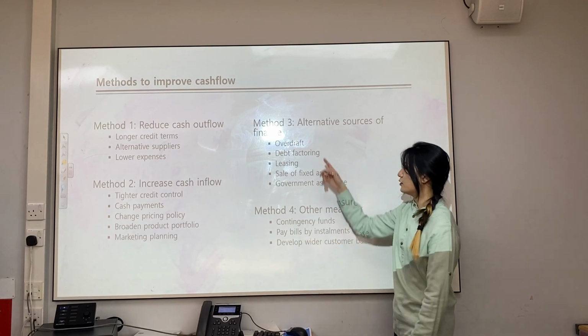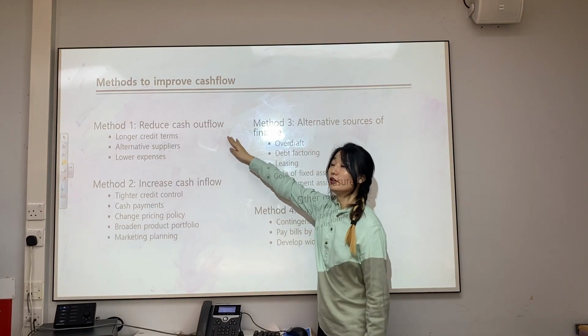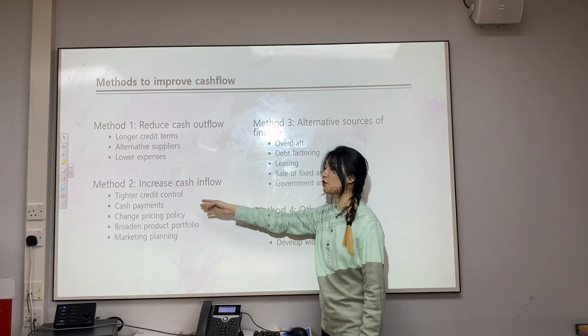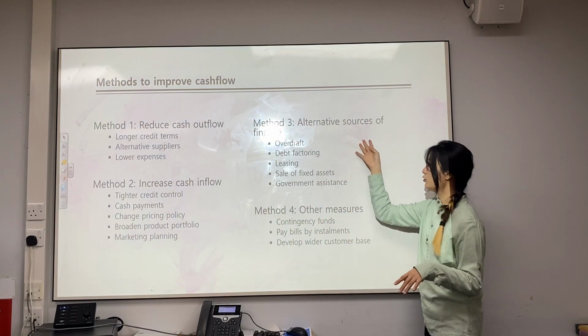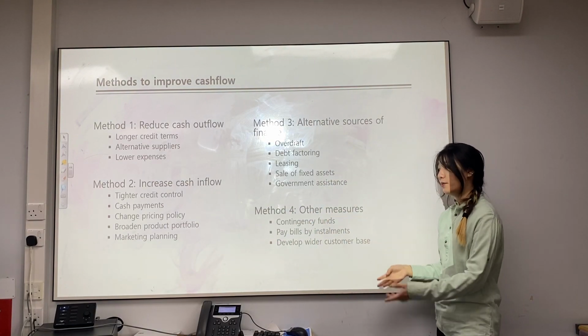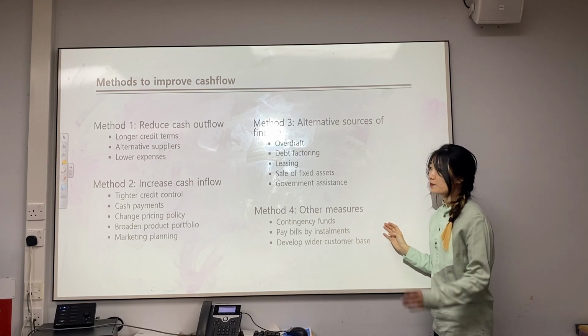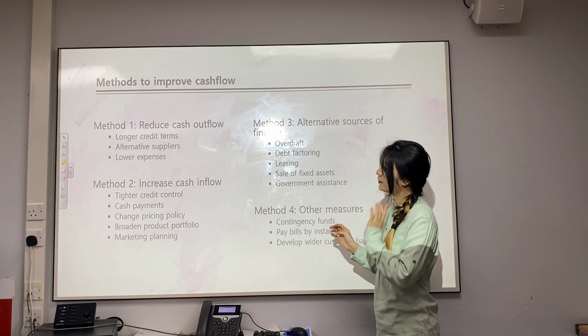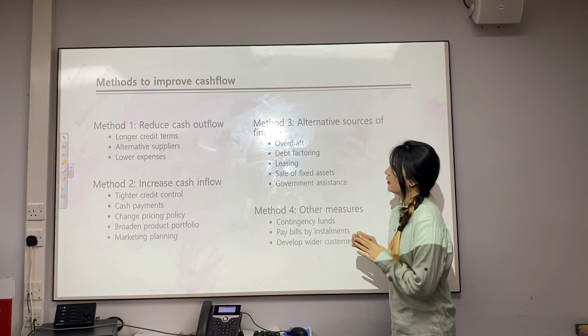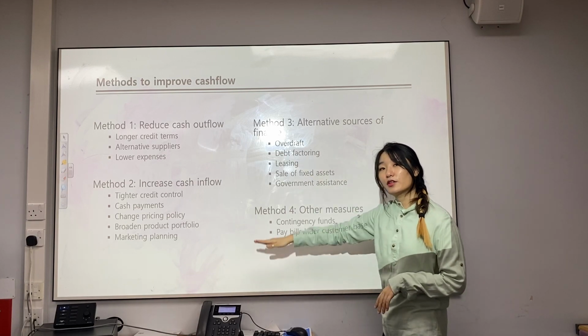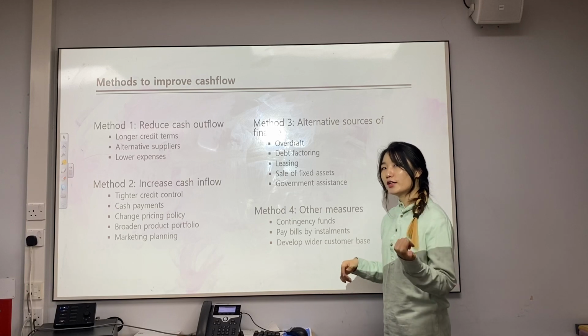So these are some methods to increase cash flow generally. You reduce cash outflow, increase cash inflow, use alternative sources of finance other than the bank, and other measures such as just operating functions. These are some general methods to increase the cash flow. That's going to be in your textbook.